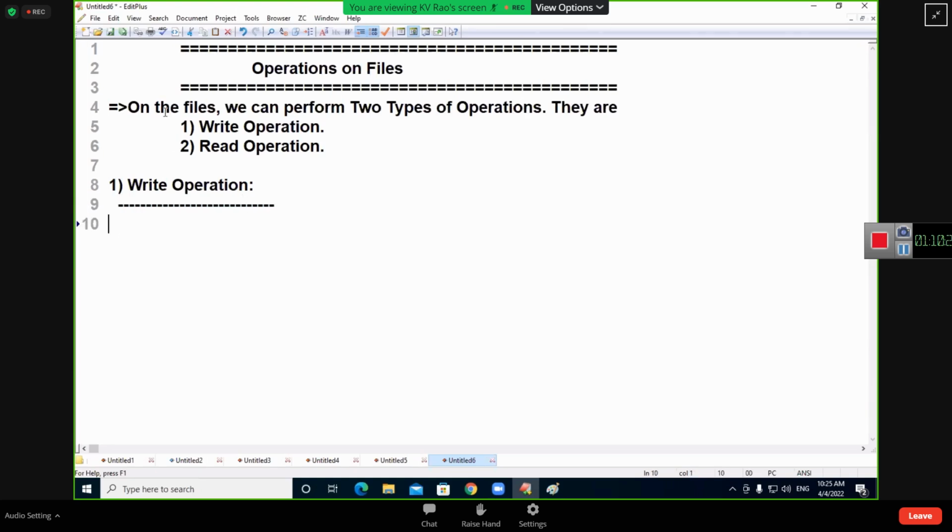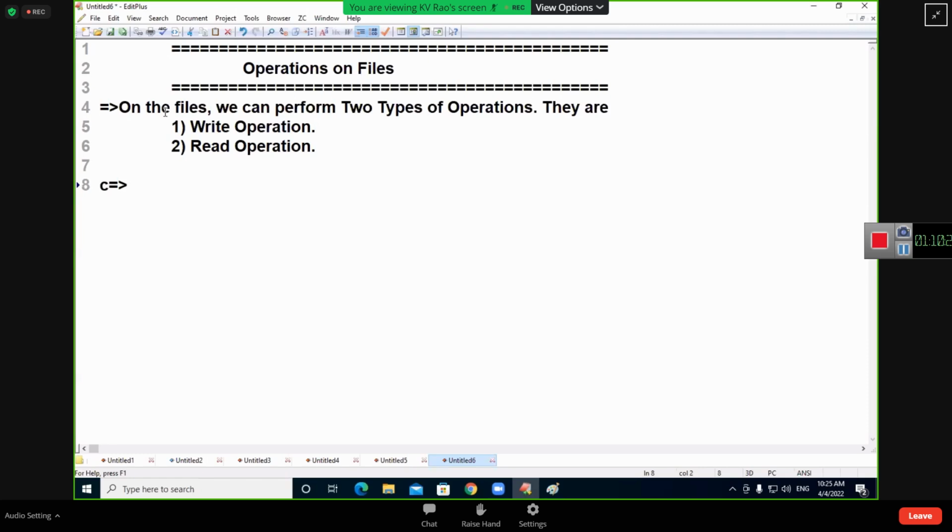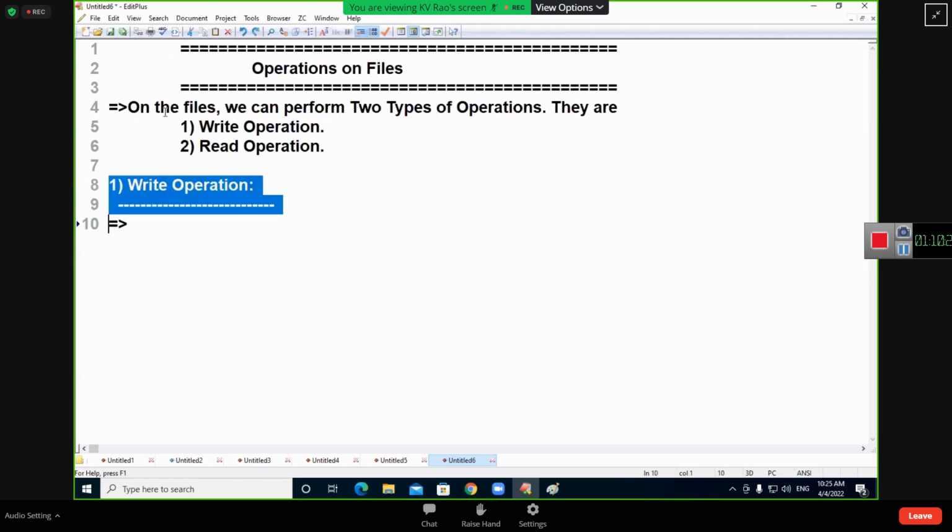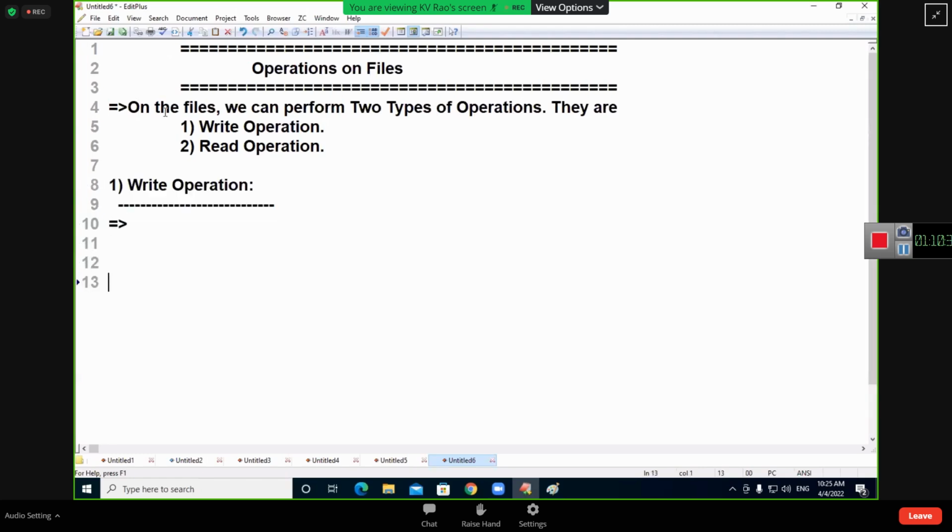So let us do what is happening in write operation. The second one I will take is the read operation. So I am going to talk about read operation. Second is called read operation. Now I am going to give clarity on this area.